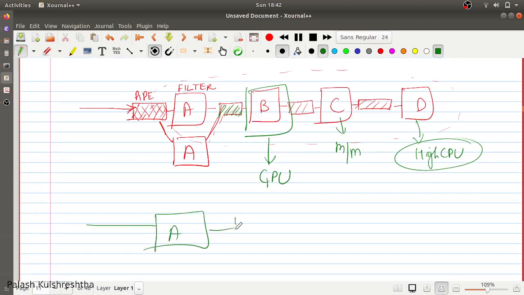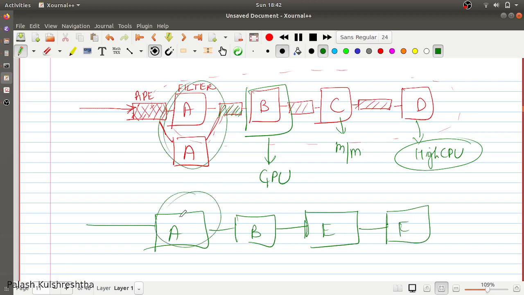A, B, E, and F. So here, this task is similar to this. This is the same task. So you can basically redeploy this task or reuse this task, reducing your development overhead and your management overhead.